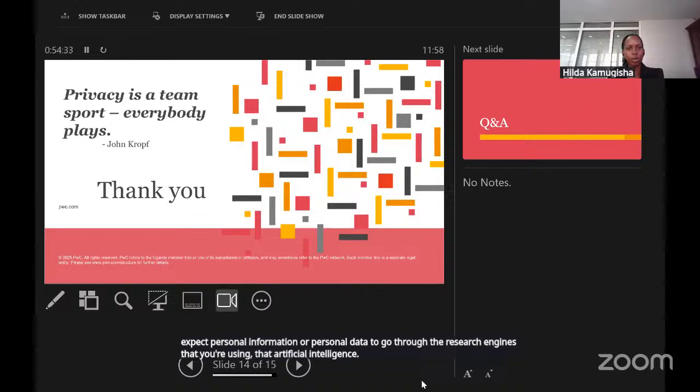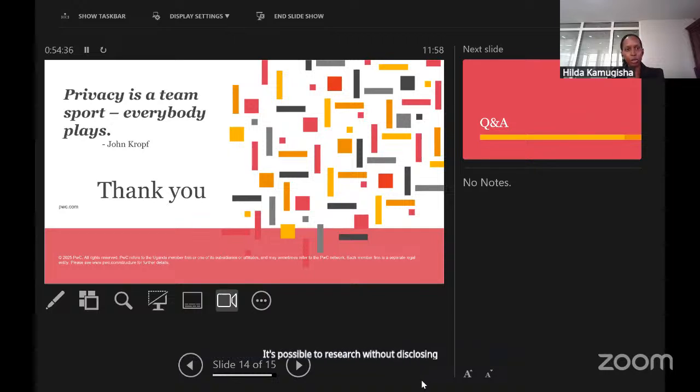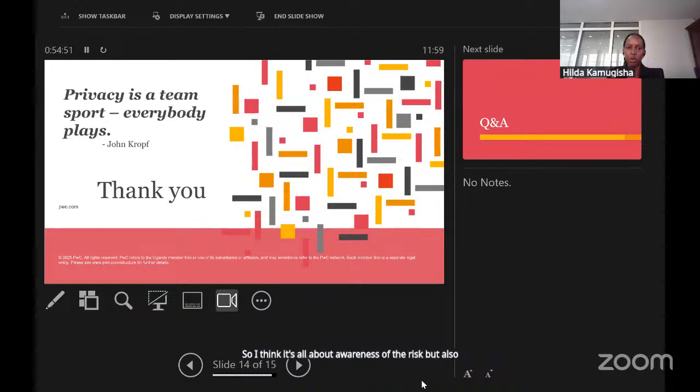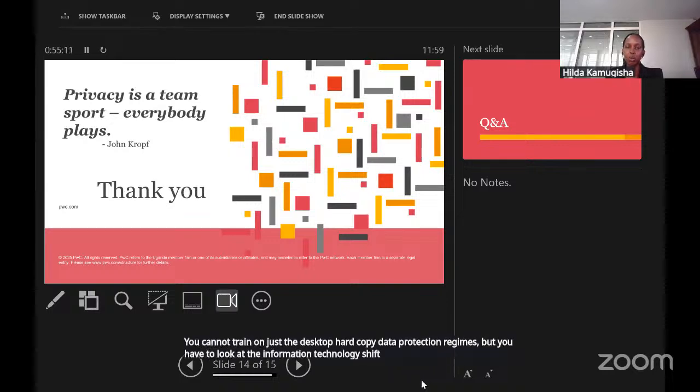It's possible to research without disclosing personal information. So as much as possible, training on usage will be important as the different tools are rolled out. I think it's all about awareness of the risk, but also knowledge on usage of the different technologies that are coming up. So the training that I mentioned needs to be of a nature that is forward-looking. You cannot train on just the desktop hard copy data protection regimes, but you have to look at the information technology shift, as well as the digital tools that you're using, and make sure that you're ahead.